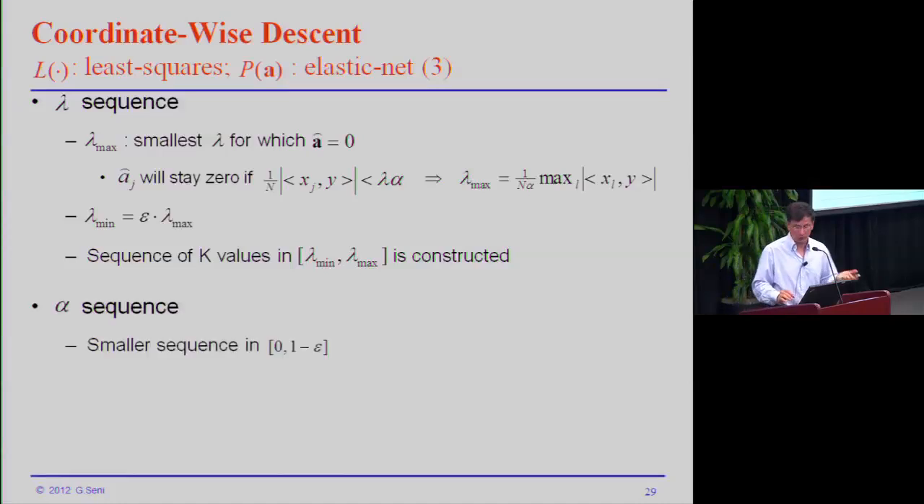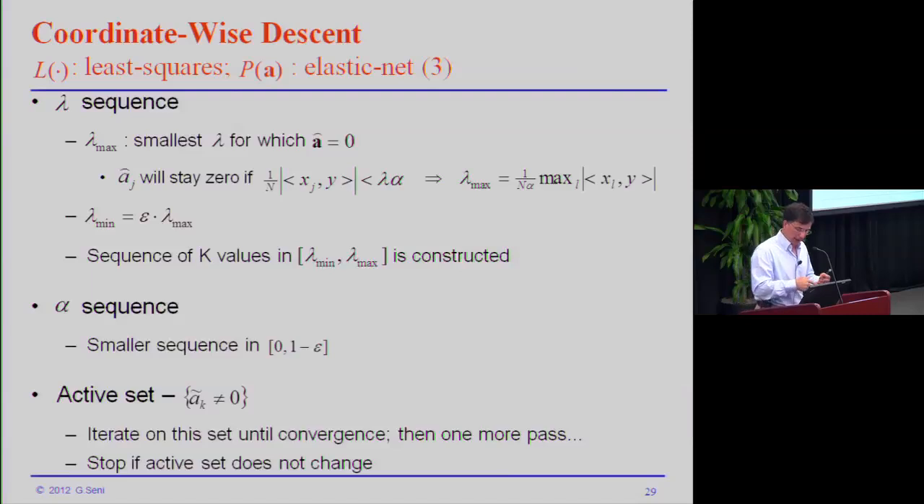The alpha sequence, so remember, we also have the other metaparameter, the one that controls sparsity. And so the alpha sequence is usually smaller, in the 0 to 1 range, like 0, 0.2, 0.4, 0.6, 0.8. Because remember, alpha equal to 1, depending on the elastic net, gives us dense solutions. Alpha equal to 0 gives us sparse solutions. So we want to explore all those degrees of sparseness.